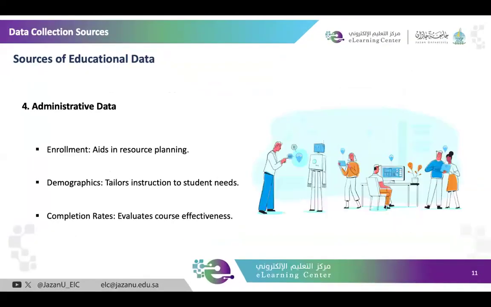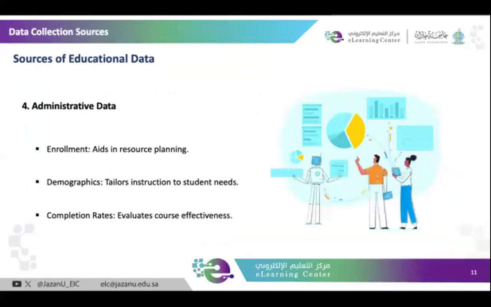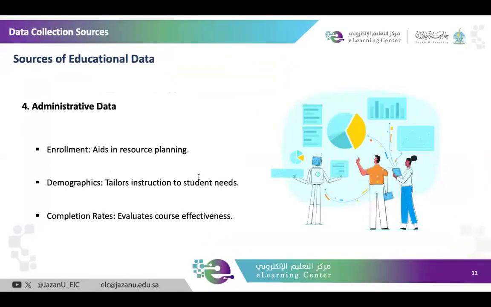The fourth one is administrative data. How can administrative data be a source for our data analysis? The administrative data: the enrollment, the demographic information, the course completion rates. For example, enrollment data includes information on how many students are enrolled in a course, which can impact resource allocation and course planning. Analyzing enrollment trends can also help identify popular courses or areas where support may be needed.